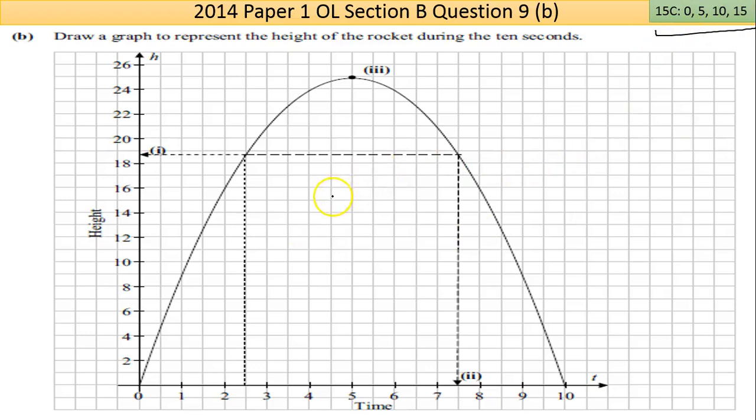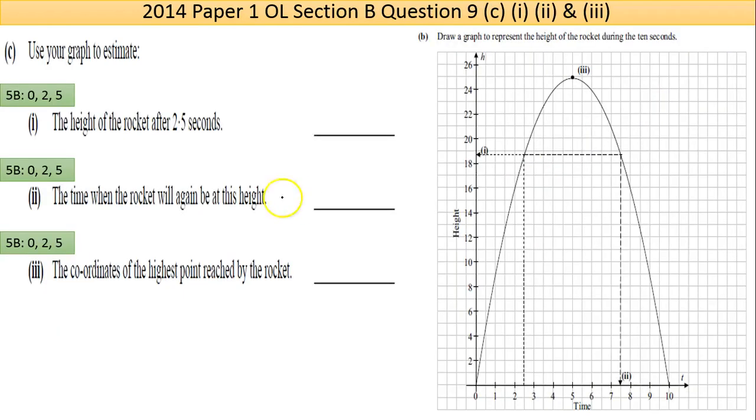It's just drawing a graph. That should be like bread and butter for us. So part C, 1, 2, 3. Now there's 5 marks for each part. They're all B scales, so there is an attempt mark available.